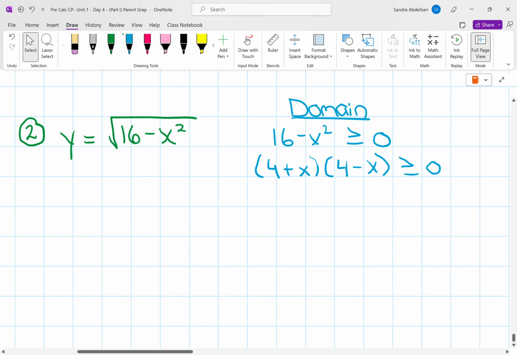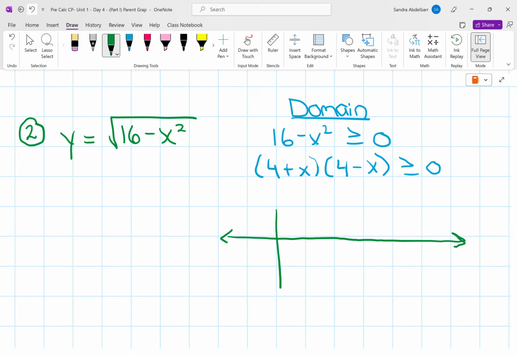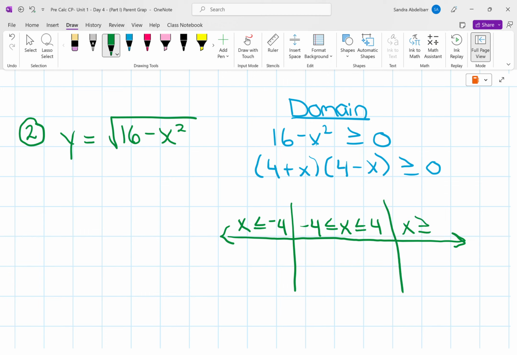My two reference numbers are still 4 and -4. So we're going to have x is less than or equal to -4, -4 is less than or equal to x, which is less than or equal to 4, and x is greater than or equal to 4.